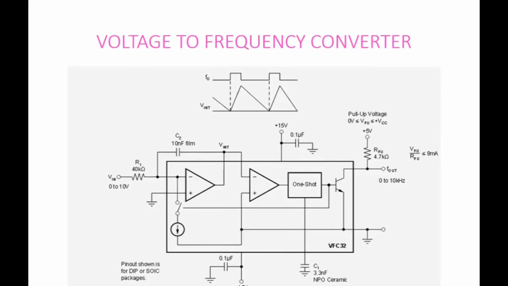So this is the block diagram of the voltage to frequency converter. Here you have an integrator. The signal input current is equal to V in by R1, and after integrating I will get an output called V in INT, and this is given to the negative input of a comparator.